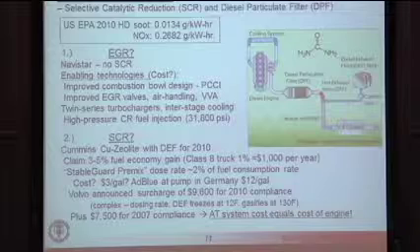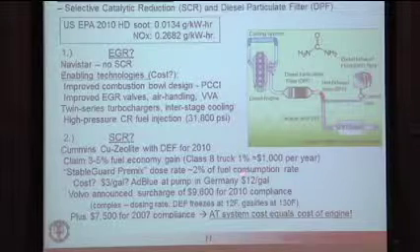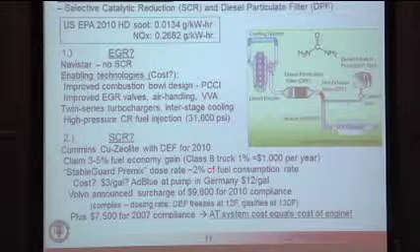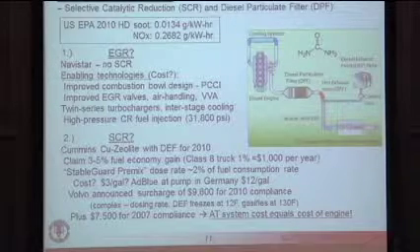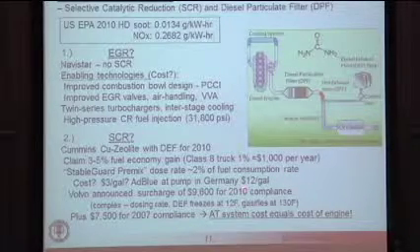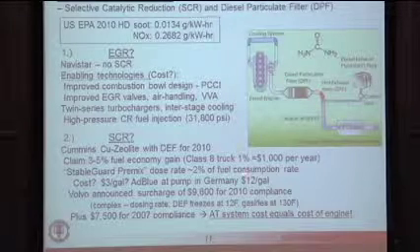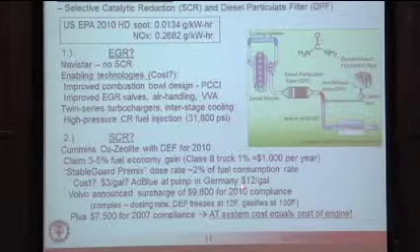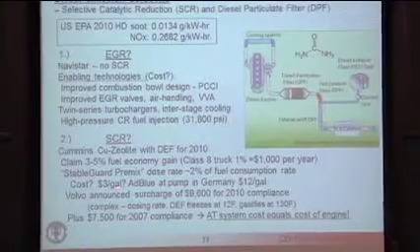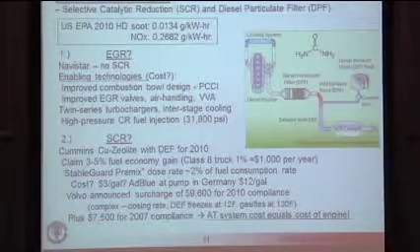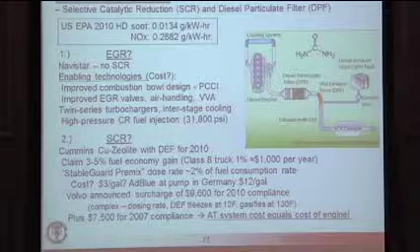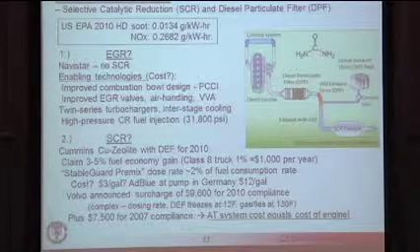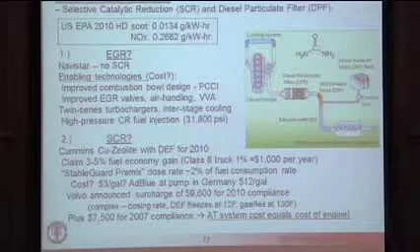What they didn't say, though, is that you now need to add this stuff, which they announced would be on the order of 2% of the fuel consumption rate. And there's still some doubt about what this stuff actually costs. In Germany, it's $12 a gallon. Apparently, Cummins says it's around $3 a gallon. So basically you're just replacing diesel fuel with this other fluid.